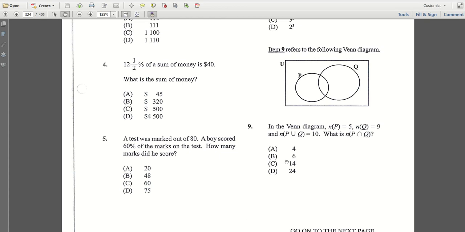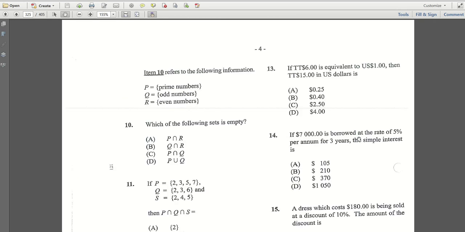So 9 plus 5 is 14. 14 minus a number is equal to 10. What is the number? 14 minus 4 is equal to 10. So we know that the intersection would be 4. Alright, let's look at this.